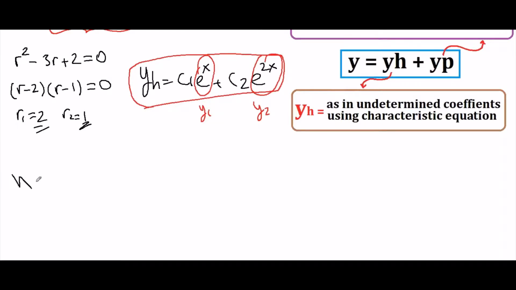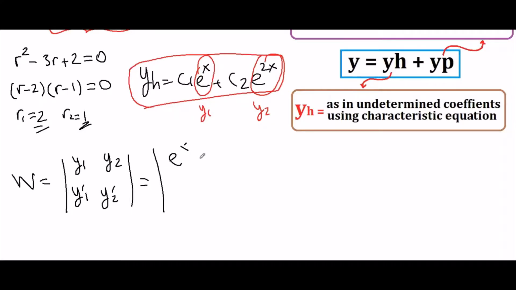For the Wronskian determinant, we need y1, y2, y1 prime, and y2 prime. Our y1 is e to the x, our y2 is e to the 2x. Derivative of e to the x is e to the x. Derivative of e to the 2x is 2e to the 2x. Now we're going to take the determinant.